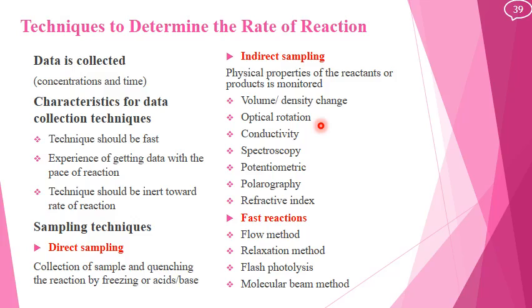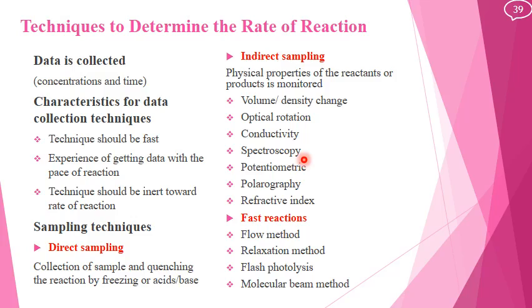Some chemicals are optically active, and their optical rotation can determine their presence or absence, or sometimes their concentrations can be determined by checking their optical rotation. Similarly, conductivity: conductometer instruments are applied in order to check the presence or absence of some electrolytes. So conductivity measurements are also helpful in order to check the concentration of our reactants and products during the proceeding of the reactions.